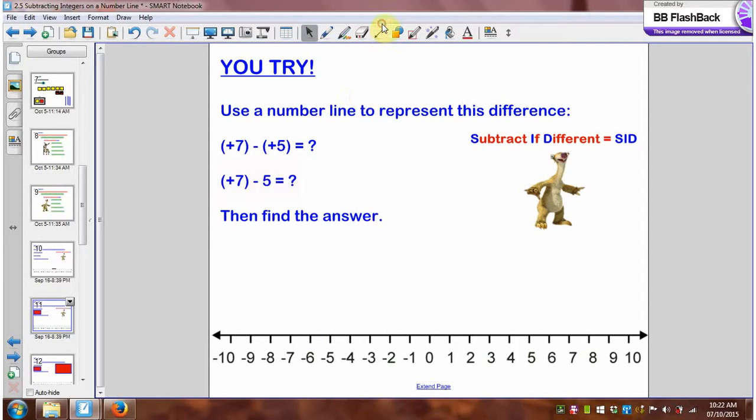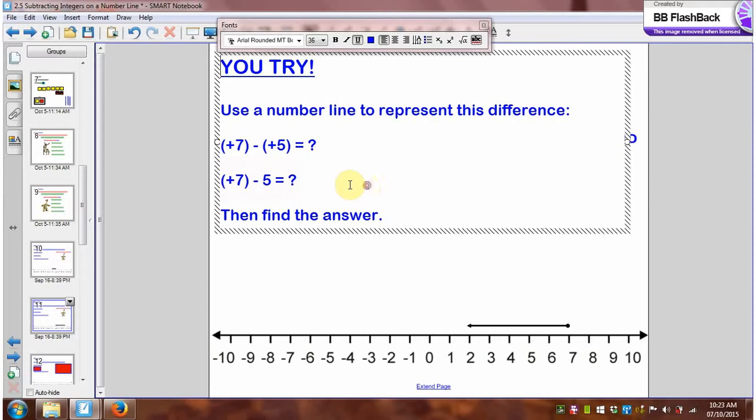So to find our answer, we start at positive 7. And we're going to take away 5. Taking away 5 means we're going towards the negative, going to the left. And we're going to go 1, 2, 3, 4, 5. Where do we end up? We ended up on the positive 2. So 7 minus 5 is positive 2.